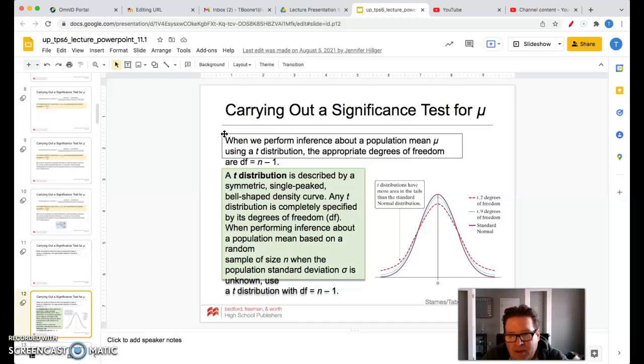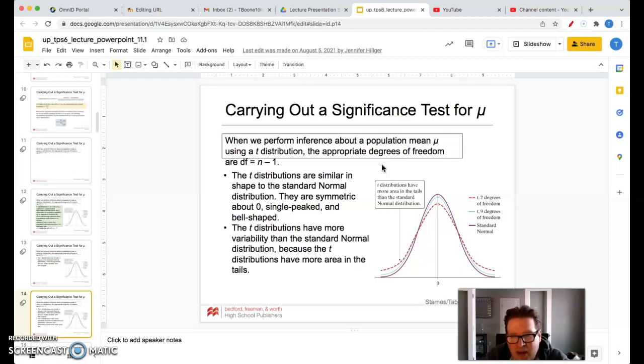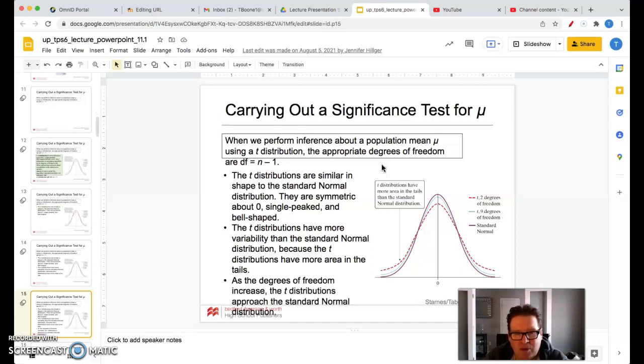Again, a little note here: t distributions have more area in the tails than normal distributions. That's the difference. They look very similar to normal. They are symmetric, single-peaked and bell-shaped. But t distributions have more variability, because they have more area in the tails. So a little more variability than a normal distribution.